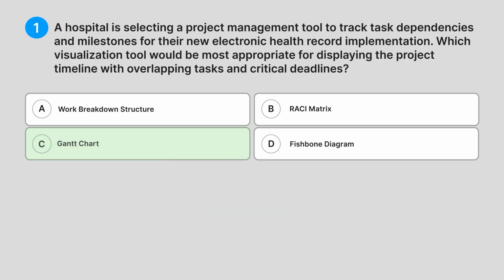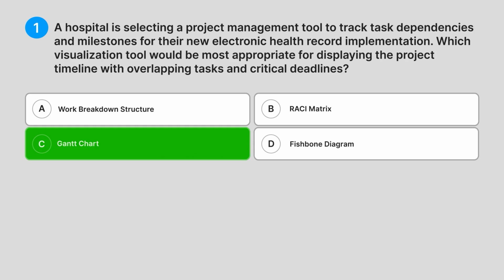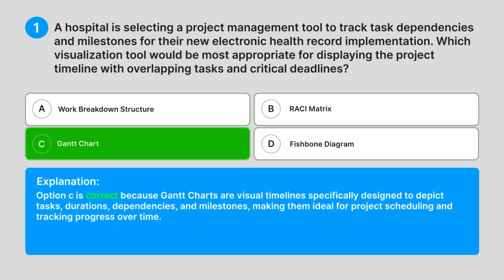Correct answer, C. Gantt chart. Explanation. Option C is correct because Gantt charts are visual timelines specifically designed to depict tasks, durations, dependencies, and milestones, making them ideal for project scheduling and tracking progress over time.